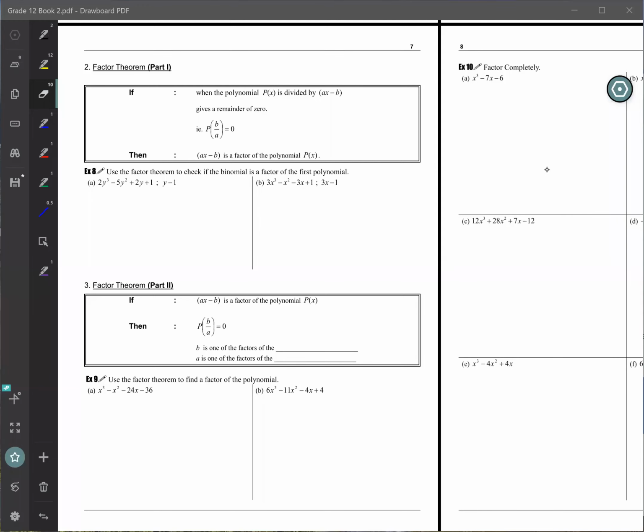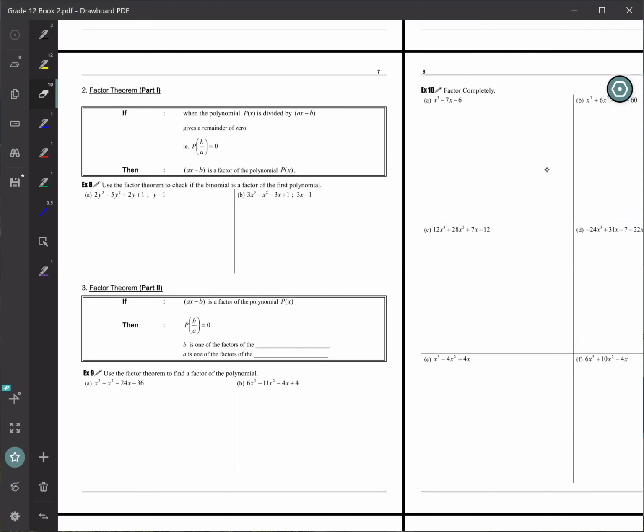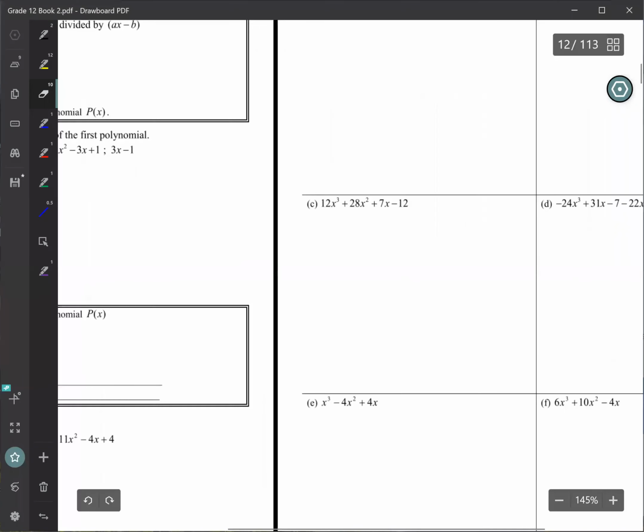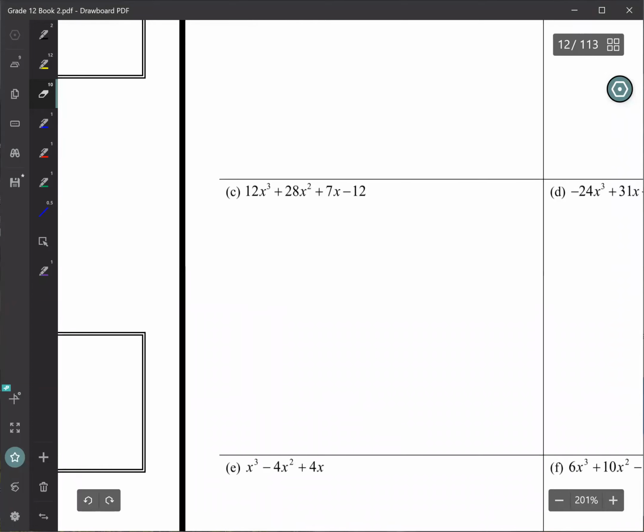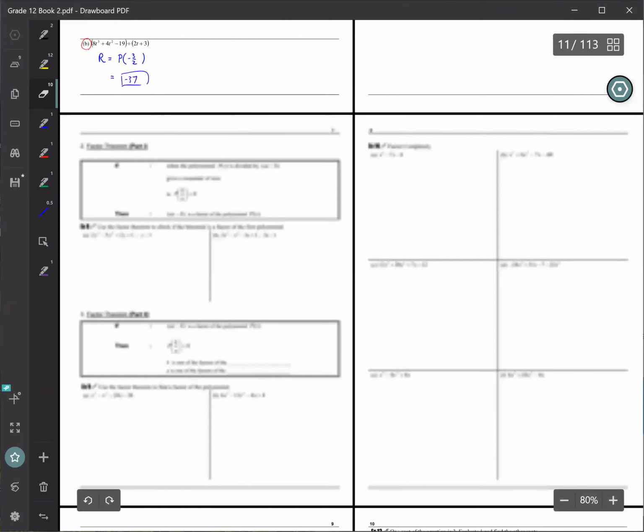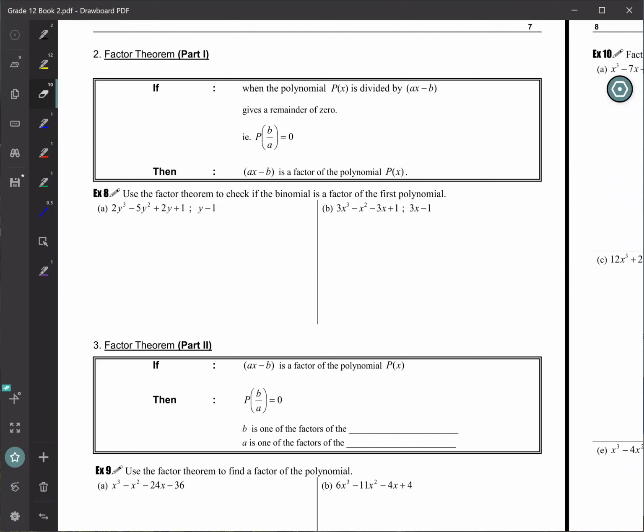Okay, so before the break, we went over how to find remainder, right? Without doing any division, okay? So how is that going to help us do factoring? Our goal is to try to factor something like this. So first thing is the factor theorem.